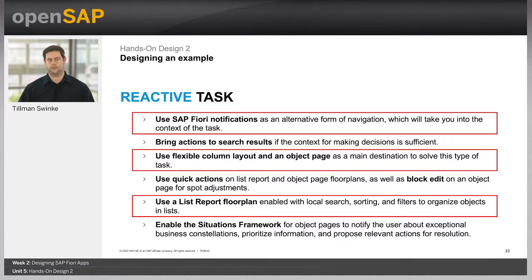So using Fury notifications will notify Lisa if there is an incident. The flexible column layout and object pages could help her to sort out what products have been affected. The list report floor plan enables her to search for deliveries in case she's being notified by phone. Seems to be a match. Let's look at the monitoring task.